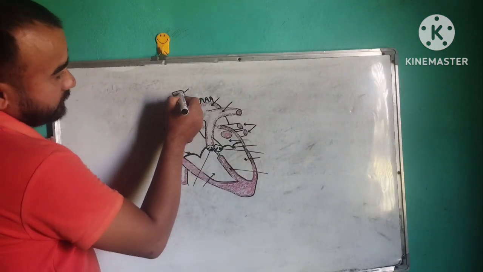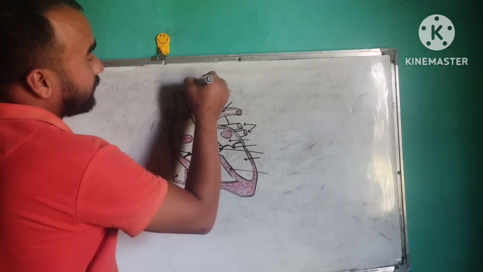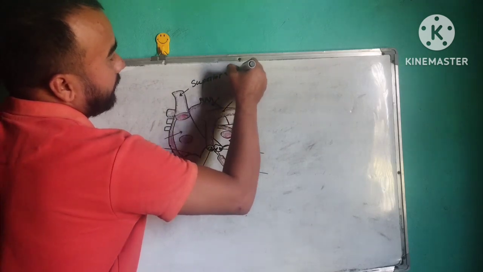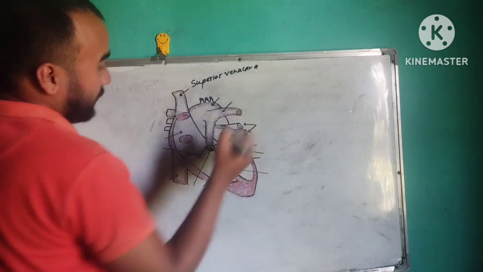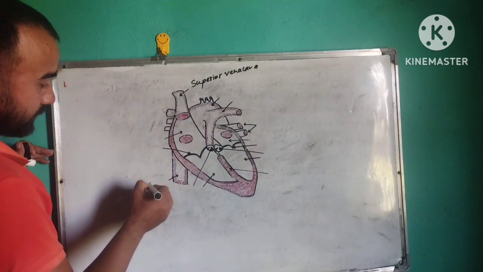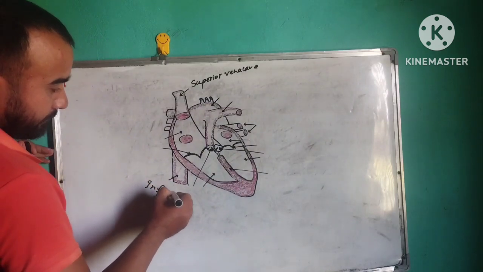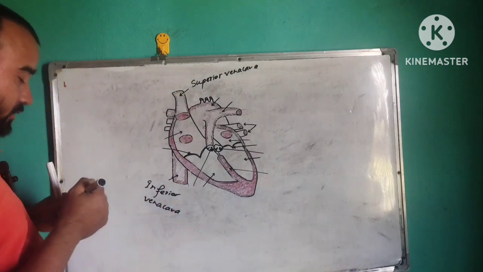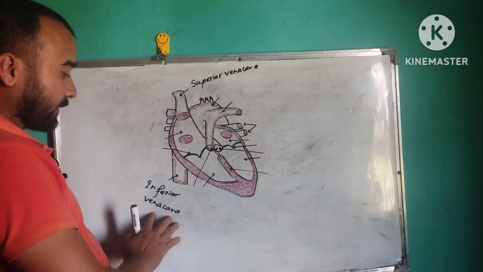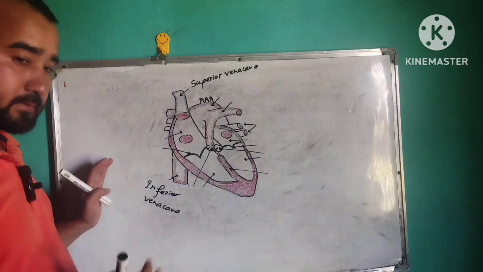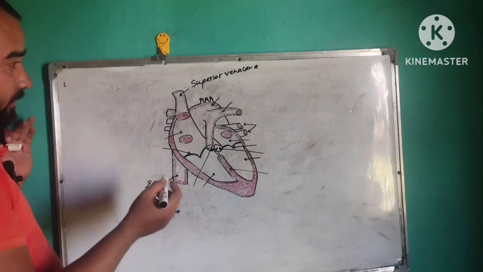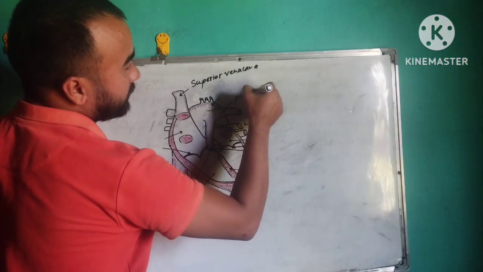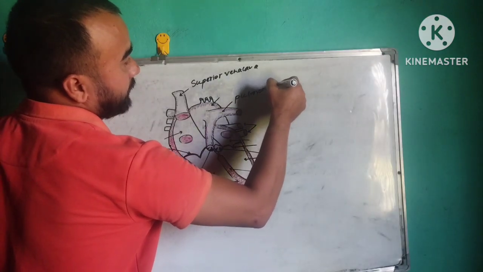This structure is known as the superior vena cava. And this structure is known as the inferior vena cava. These two blood vessels, the superior vena cava and inferior vena cava, are the largest veins of the human body. And similarly, this structure is the pulmonary artery.